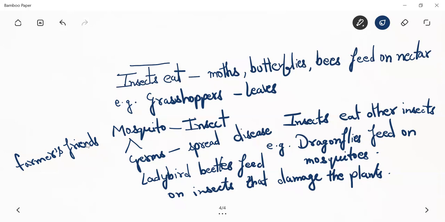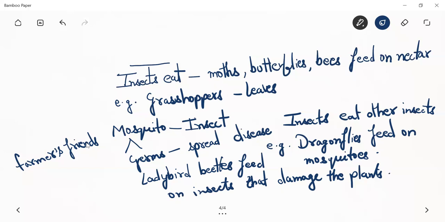Earthworms make the soil fertile. They live in the soil, as you have seen. When they die, the crops in the soil grow really well, because they make the nutrients for the plants. Ladybird beetles are farmers' friends because they feed on insects which are harmful for the plants, which damage the plants. But earthworm doesn't harm the plants. They rather provide the proper nutrient to the soil so that the crop grows well. Got it?